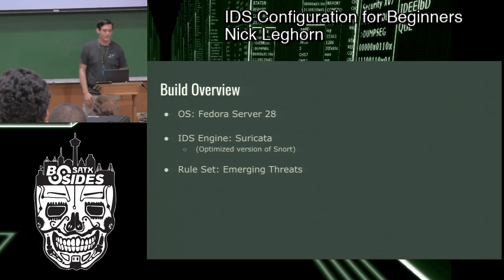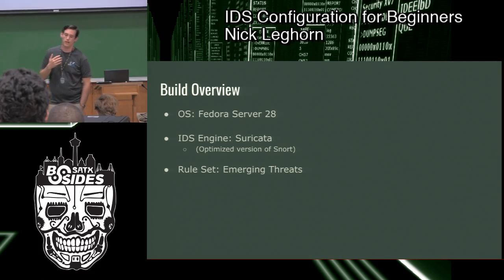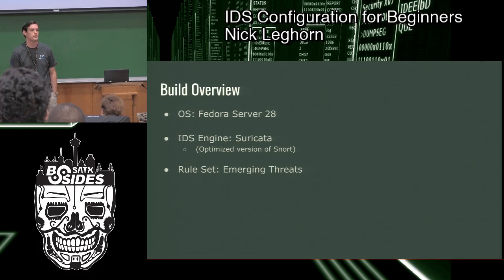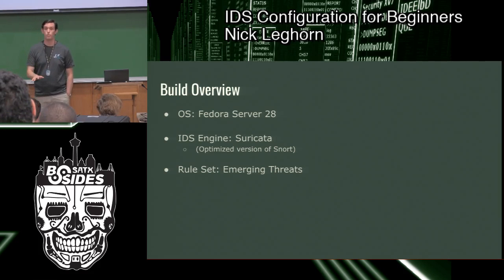which is great. The rule set that I use, like I said, is Emerging Threats. There's a bunch of rule sets out there that you can download from various people. Some charge for it, some don't. Emerging Threats has an open and free rule set that you can go download, and we'll show you how to download that today in this version. So if you're just starting out, it's a great start.